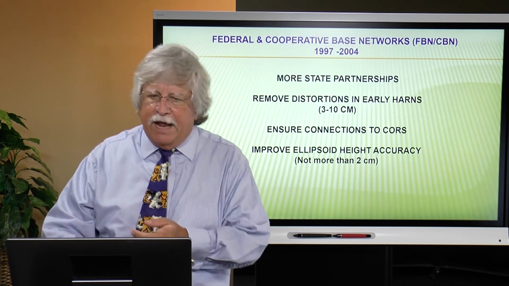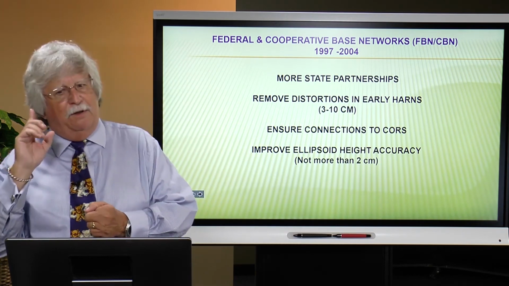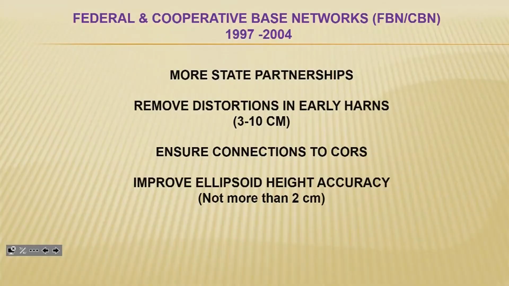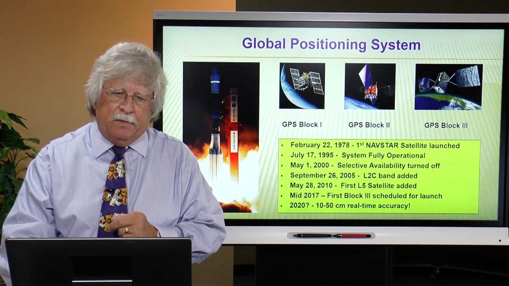So the National Geodetic Survey begins the process of re-observing the country one more time, and this will never happen again. Now they have more state partners, people that they can associate with to produce the HARNs, remove these earliest distortions of upwards of 10 centimeters, which were pretty phenomenal at that time. I mean, being able to measure 10 centimeters on a network accuracy with triangulation was unheard of. So we ensure the connection to the CORS, and most importantly, improve the quality of the ellipsoid heights, because that's now the most important element to produce high accuracy heights.